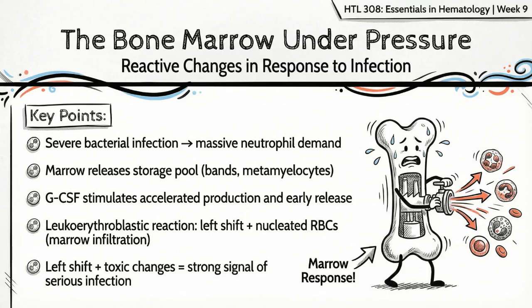There's also a leukoerythroblastic reaction, which is a left shift plus nucleated red blood cells in the peripheral blood. This suggests marrow infiltration, like from metastatic cancer or myelofibrosis.